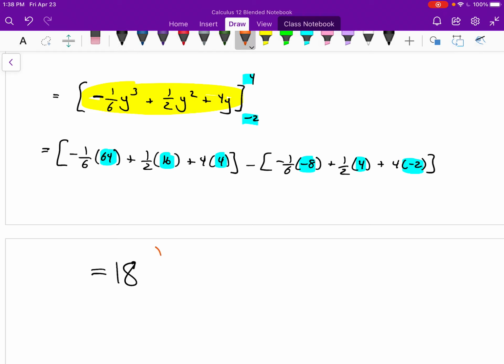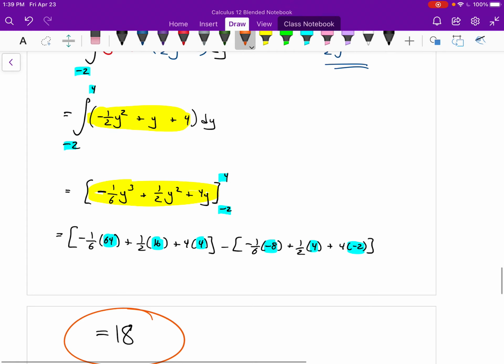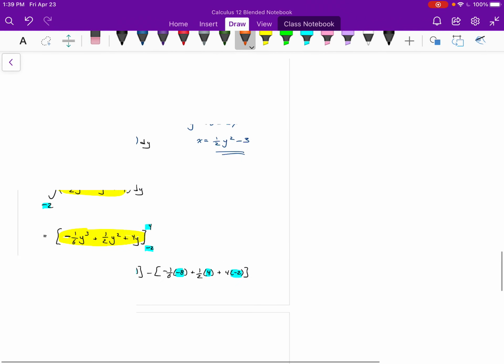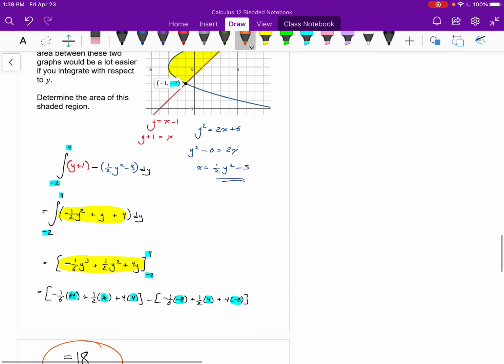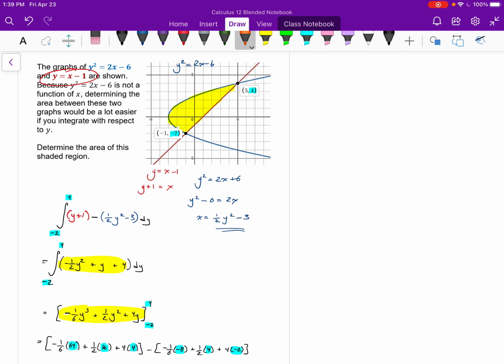Oh, what a lovely number. And again, this question becomes much more straightforward when we just accept we don't have to integrate with respect to x. And that ends the lesson.